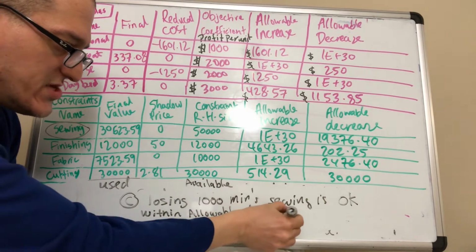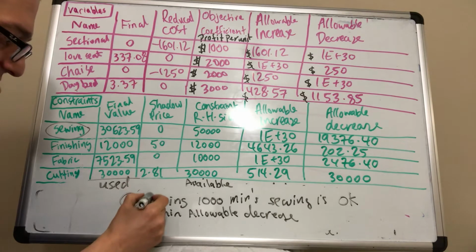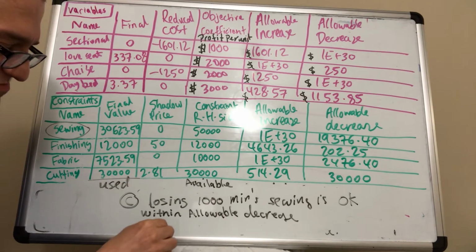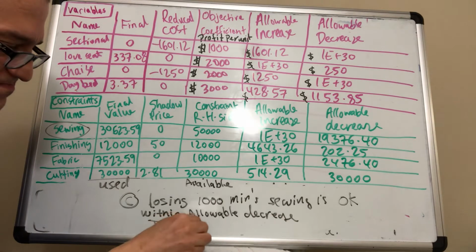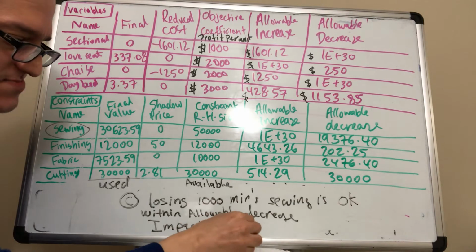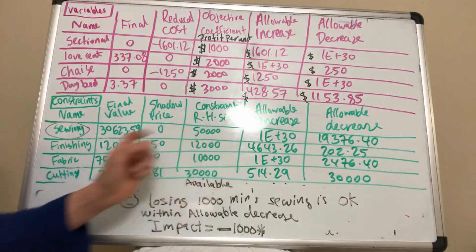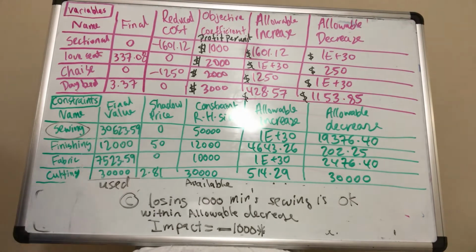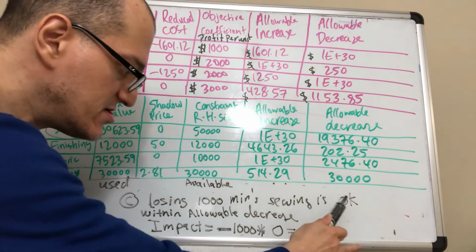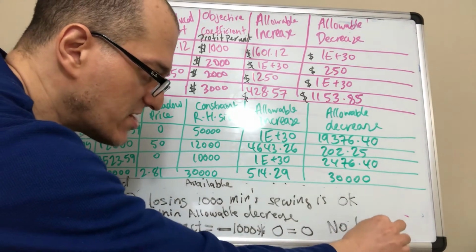So first of all, we accept the change. So losing is okay, it's within the limits. Now, to figure out what the impact is, you take this loss of 1,000 and you multiply it by whatever the shadow price for sewing is. In this case, it's 0. The answer is 0 because anything times 0 is 0, so it's no impact.